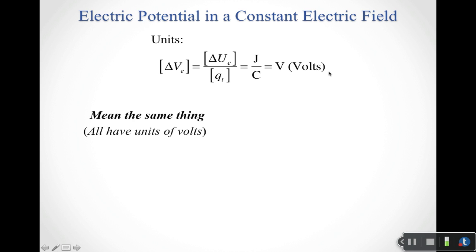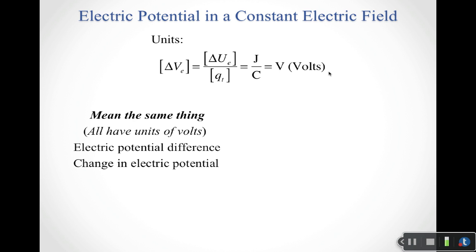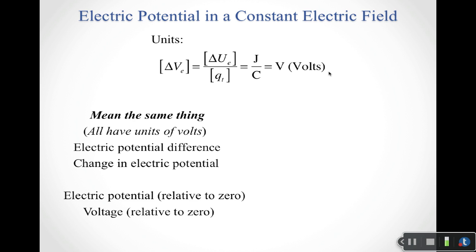And so this sort of leads us to the fact that there are a handful of phrases we're going to use which actually mean the same thing. So if we're talking about the electric potential difference, what's the difference in the electric potential as you go from point 1 to point 2? That's another way of saying the change in the electric potential. If you want to talk about the electric potential by itself relative to some 0 point, you can also talk about the voltage relative to some 0 point. And all of these are really different ways of talking about what is effectively the same thing. They all have units of volts.